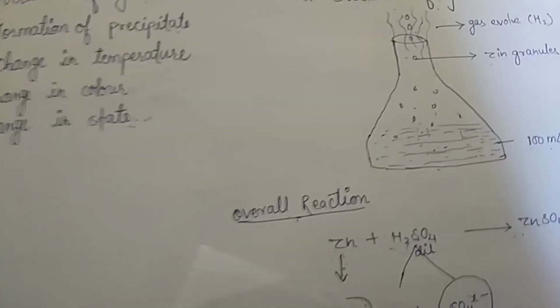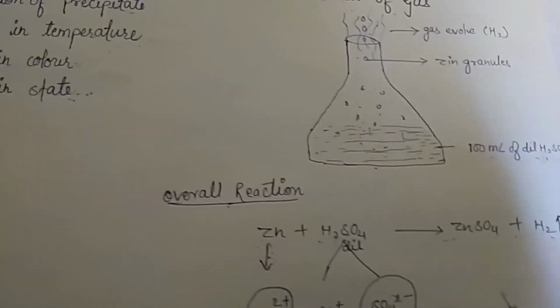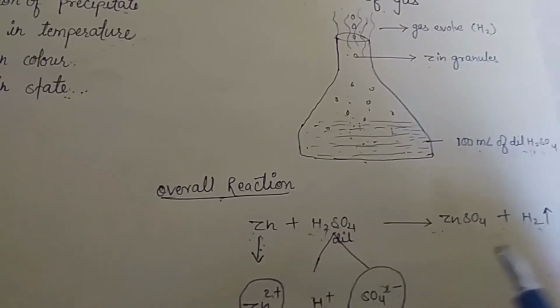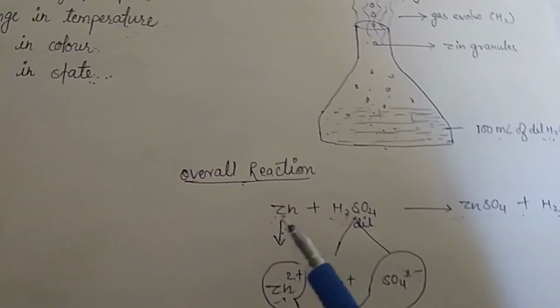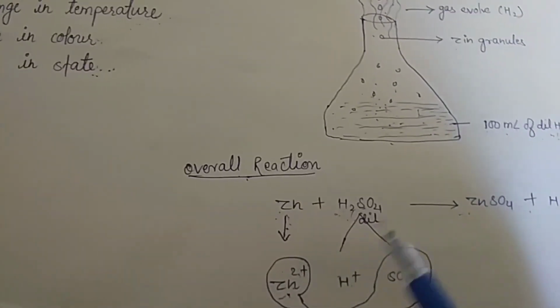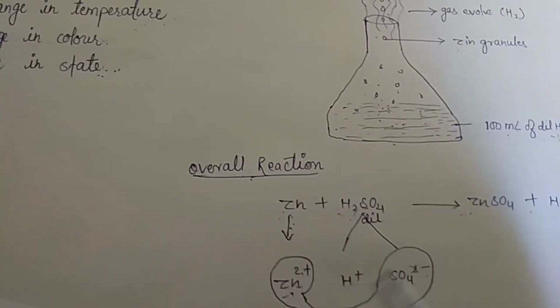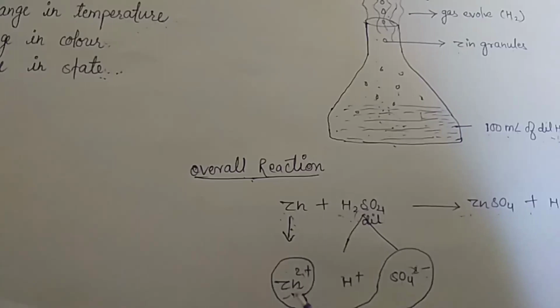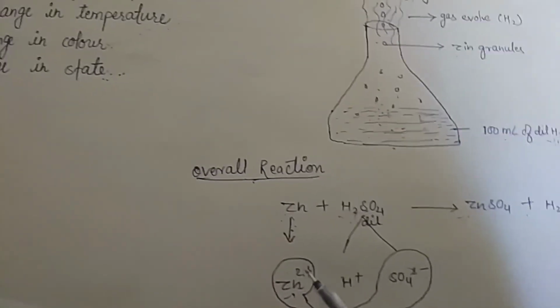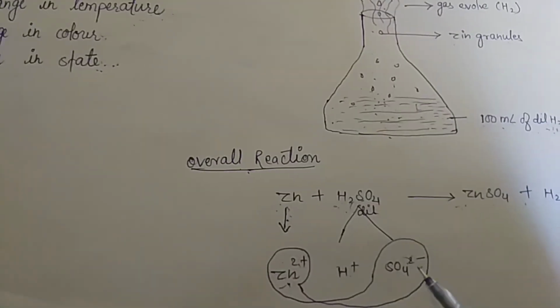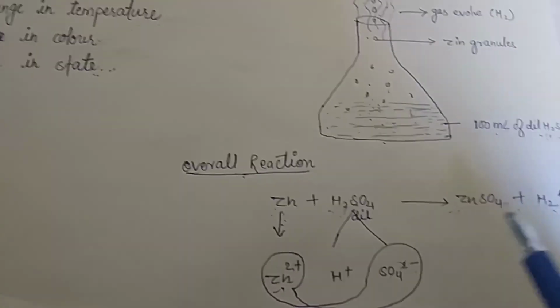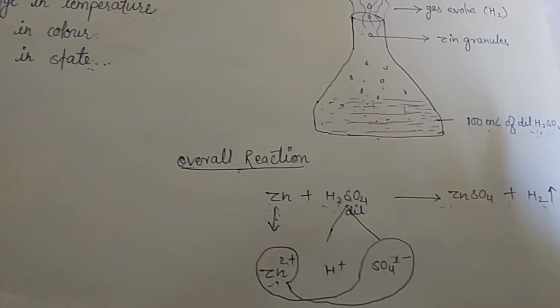Overall reaction we can write, children: zinc plus sulfuric acid gives zinc sulfate plus hydrogen gas. We know that zinc contains 2+ charge and sulfuric acid is the combination of two radicals, H+ and SO4 2-. So dear students, positive charge always attracts negative charge and it forms zinc sulfate and hydrogen gas.